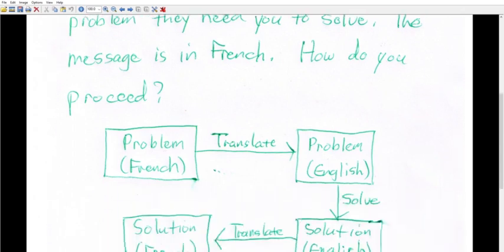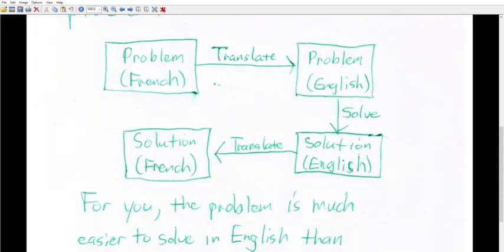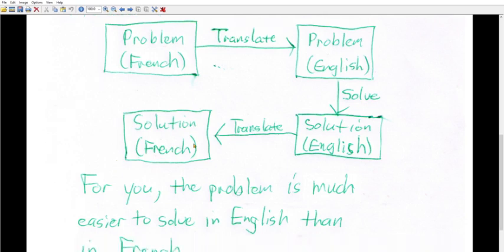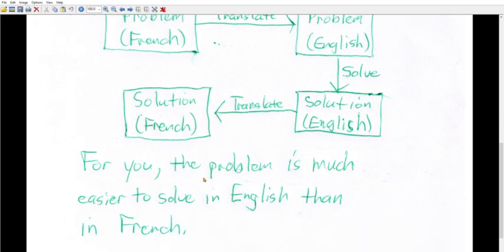So what you're going to do is take the problem in French, translate it to a problem in English, which you can understand and solve. You write your solution down in English, and then you translate it back to French to send to your Paris office. And the reason you do this is for you, the problem is much easier to solve in English than it is in French. And that's the basic idea of the Laplace transform.